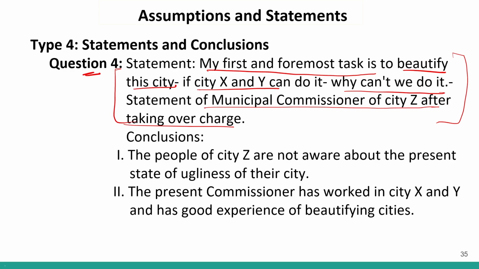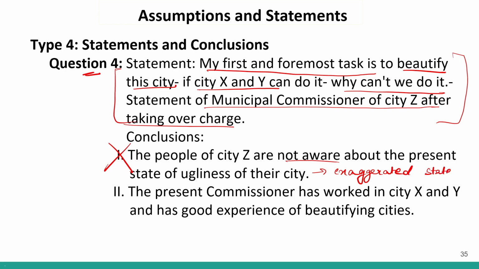Okay? Now, let us look at the conclusions. The first conclusion is that the people of city Z are not aware about the present state of ugliness of the city. Definitely this is exaggerated. This is not a correct conclusion. This is an exaggerated statement.